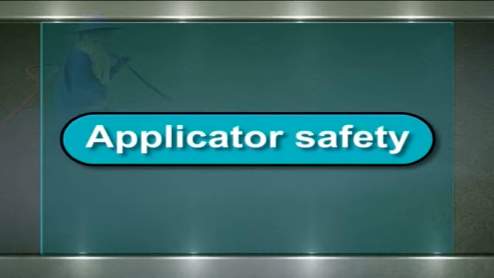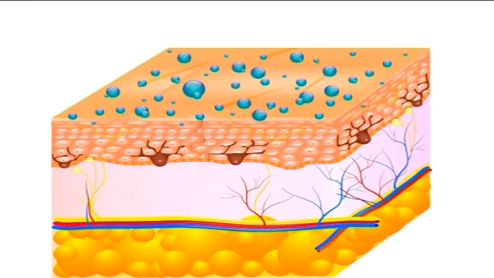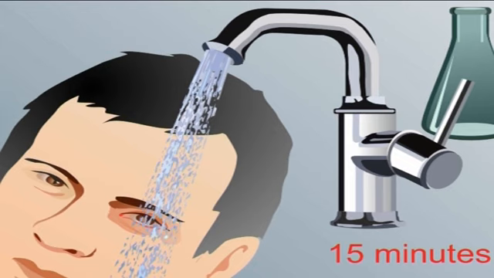Moving into the second aspect, formulation selection considerations. The importance of formulation type is generally overlooked. A well-considered decision to use the most appropriate formulation for a given application will include an analysis of the following factors. They are applicator safety. Different formulations present various degrees of hazard to the applicator. Some products are easily inhaled, while others can penetrate skin or cause injury when splashed in the eyes.